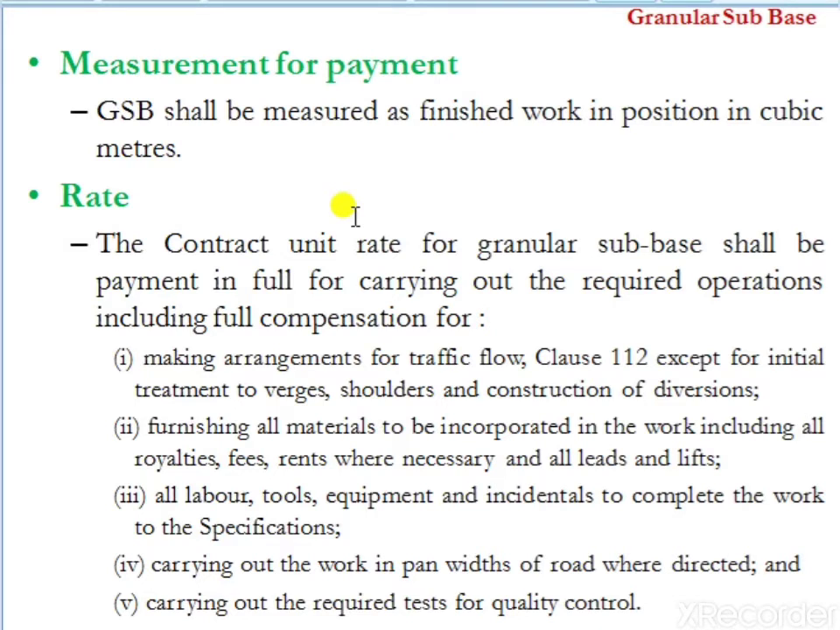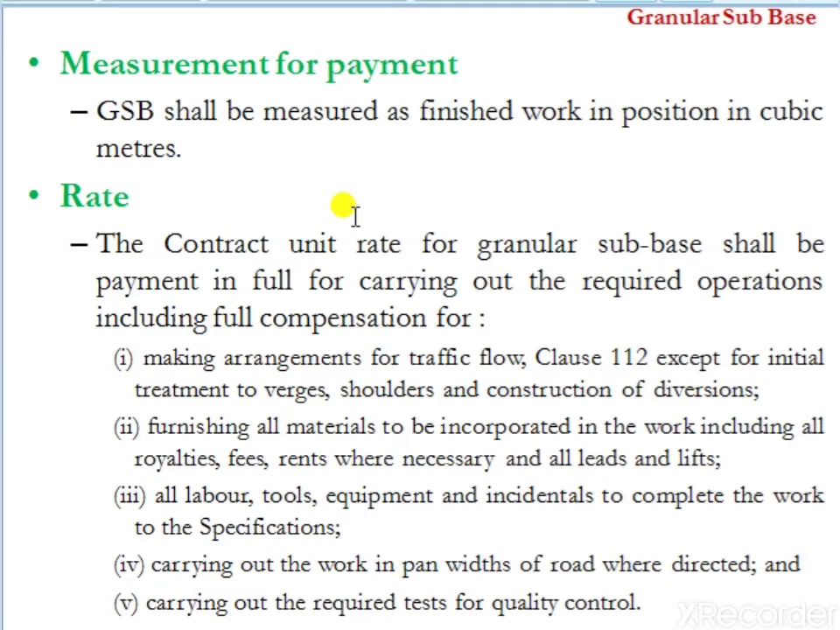So, measurement for pavement. This is for measurement for payment. After construction, the bill has to be given to the contractor. For the payment of a bill, we should measure what work has been done by the contractor, whether he has done the work as per the specification of the contract, or he has done incomplete work. So the payment will be done based on his work and the quality of work.